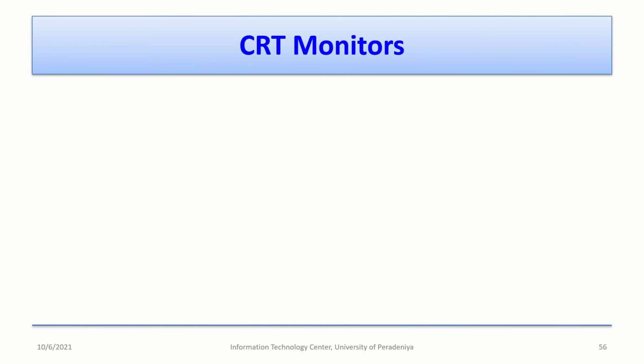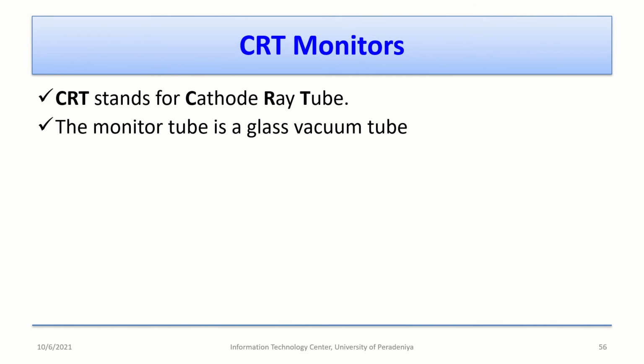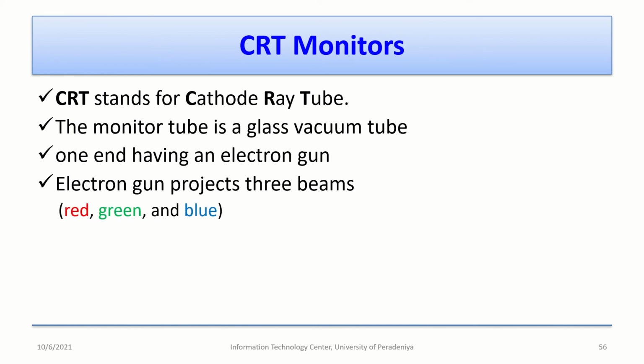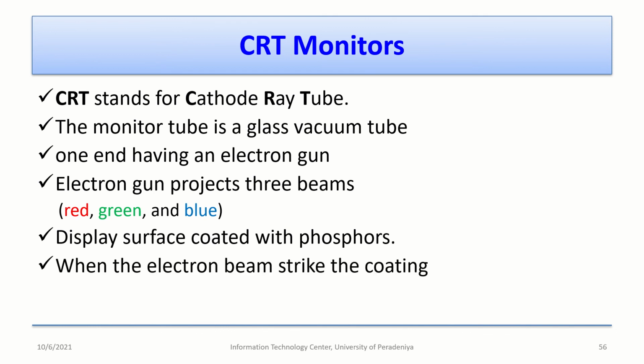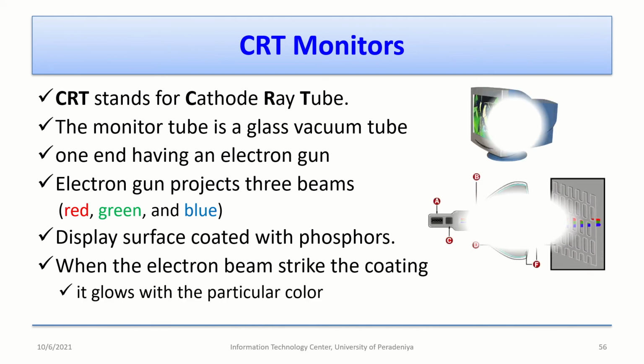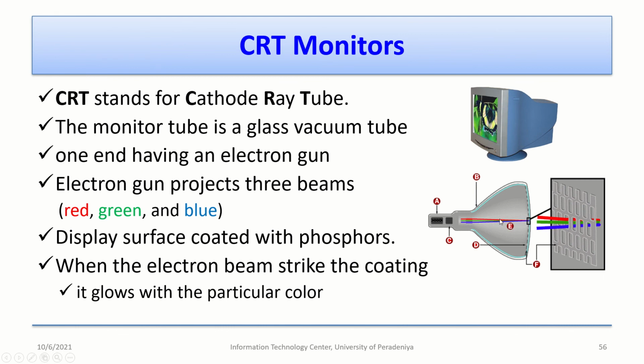Let's take the first type of monitor, CRT monitors. CRT means cathode ray tube. This monitor tube is a glass vacuum tube, and at one end we have an electron gun. The electron gun projects three beams, RGB, the red, green, and blue beams. The display surface is coated with phosphorus, and when the electron beams strike the coating, it glows with a particular color. This is the electron gun, which projects the three beams: red, green, and blue.